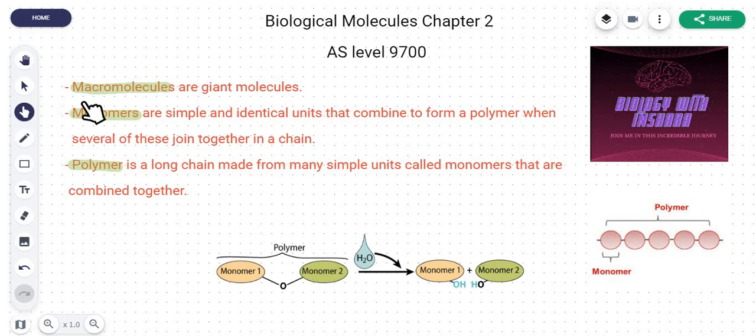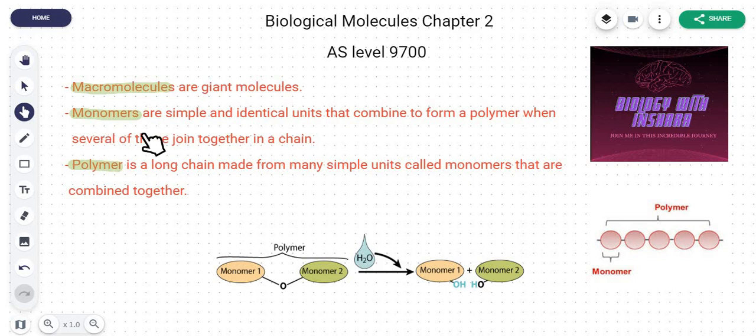Okay, so let's start with the definition of the word macromolecules. Macromolecules are giant molecules. That's it, as simple as that. No need to get into more detail, you'd be wasting your time. Stick with the syllabus and with what is required. It's not necessary to get into so much detail on one simple word. If it's required, I will tell you.